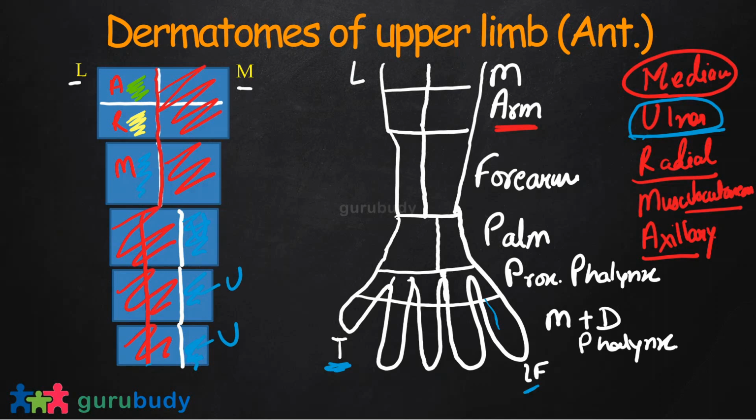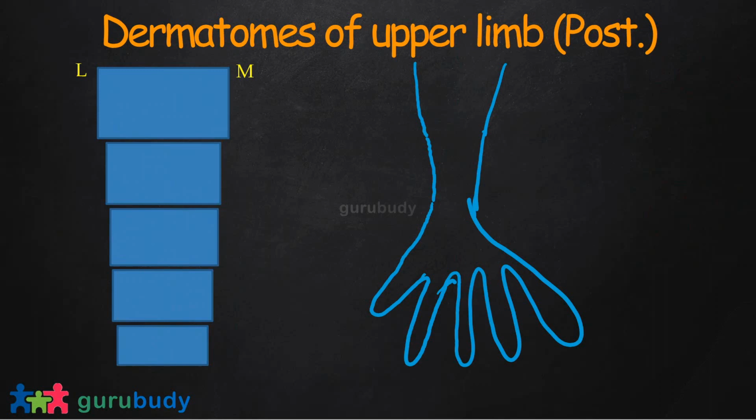So what we remembered? Arm, then ME, ME, ME, ME, and ME. So let's begin with the posterior side. This is the lateral, this is the medial. So this one is the thumb side and this one is the little finger side.